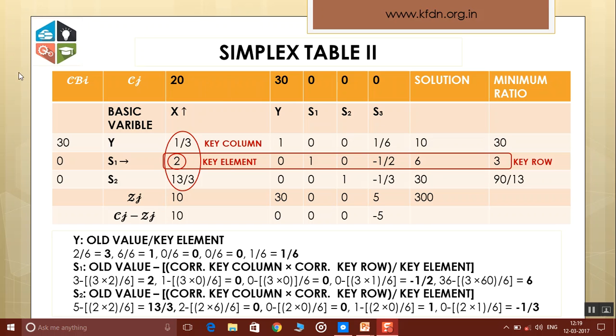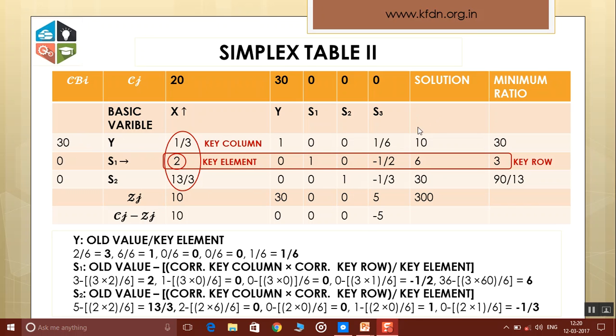Now again, as we have filled all these values over here, we need to calculate Zj. Zj is equal to value of CBi into value of basic variables and then summing up all of them. Now 30 into 1 by 3 equals 10 plus 0 into 2 is 0 plus 0 into 13 by 3 is 0, which equals 10. Similarly, 30 into 1 is 30 plus 0 equals 30. 30 into 0 is 0, 0 into 0 is 0, 0 into 1 is 0, which equals 0.